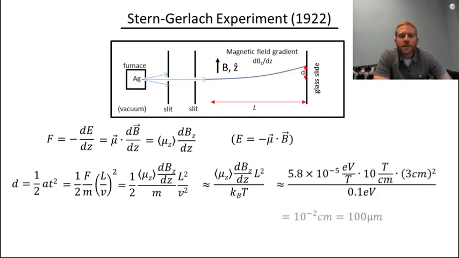For a gradient of about 10 Tesla per centimeter over a distance of 3 centimeters, we predict a deflection of 100 microns for a moment of 1 Bohr magneton oriented parallel to the gradient. If the moment is oriented anti-parallel, the deflection is in the opposite direction. Now, if the magnetic moments of the neutral atoms are distributed randomly upon emission from the furnace as expected from a classical degree of freedom, this deflection will vary continuously and merely result in a broadened beam of width twice d. So what happened? What did Stern and Gerlach actually see?